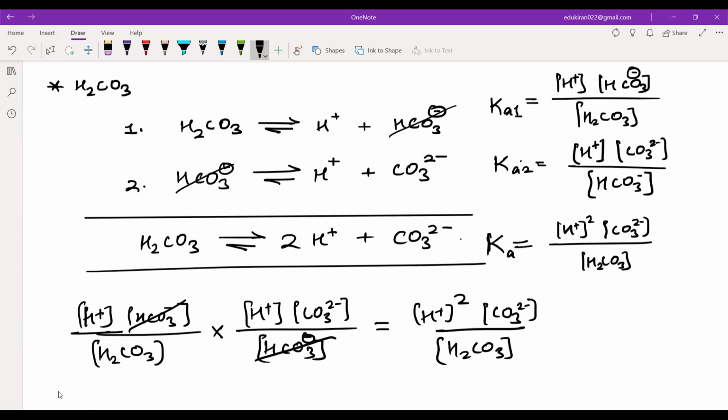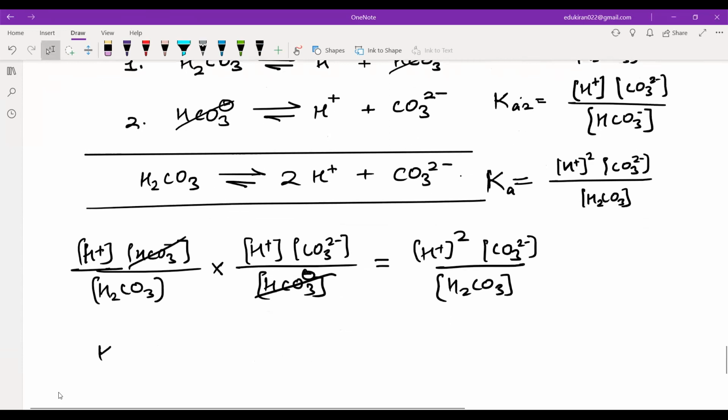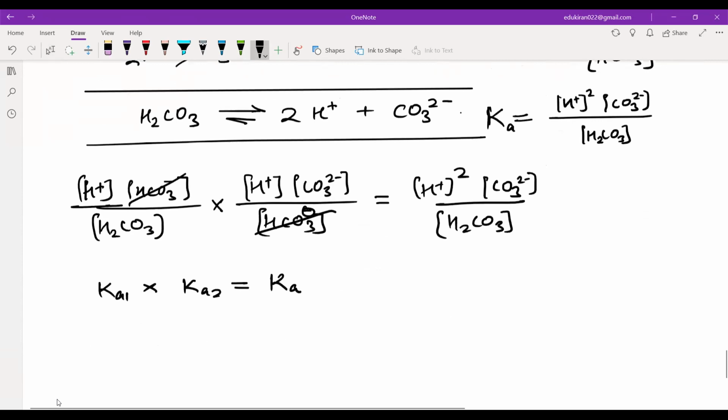Okay, so we can write that Ka1 into Ka2 is equal to Ka. That means the first ionization constant into the second ionization constant is equal to the ionization constant of the acid. But this was only for H2CO3.